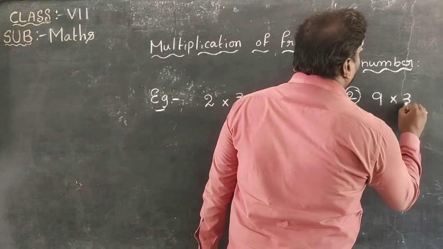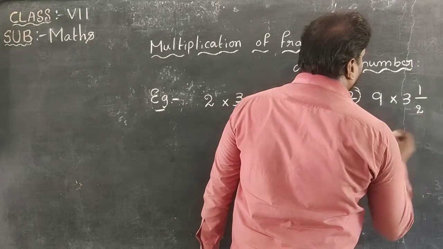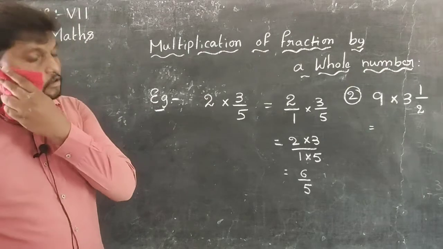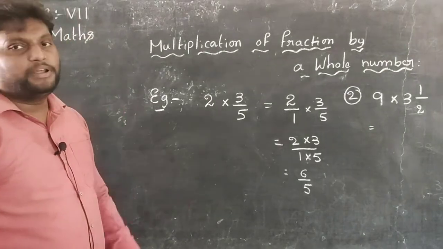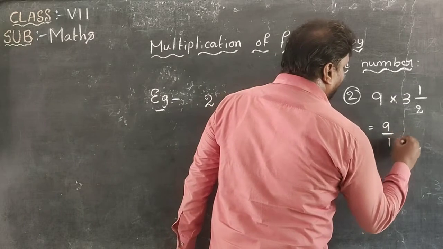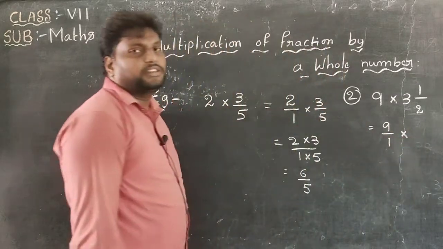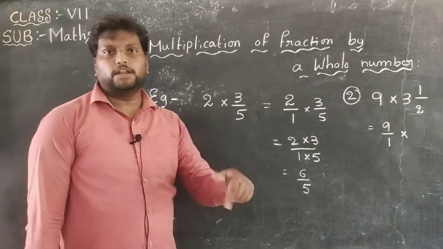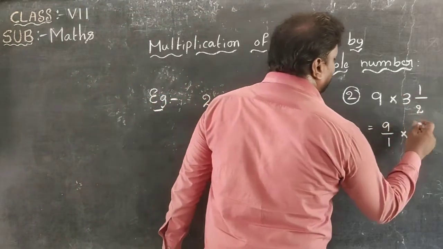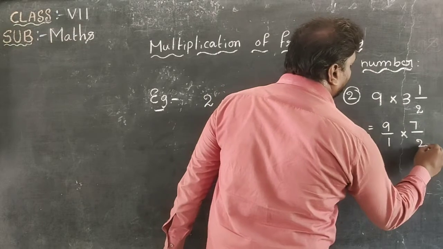9 into 3 1 by 2. Now a whole number with one mixed fraction. A whole number with one mixed fraction, same as before, right? 9 by 1, 3 1 by 2. 3 1 by 2 is a mixed fraction. Convert into an improper fraction. What will we get? 2 3s are 6 plus 1, 7 by 2.